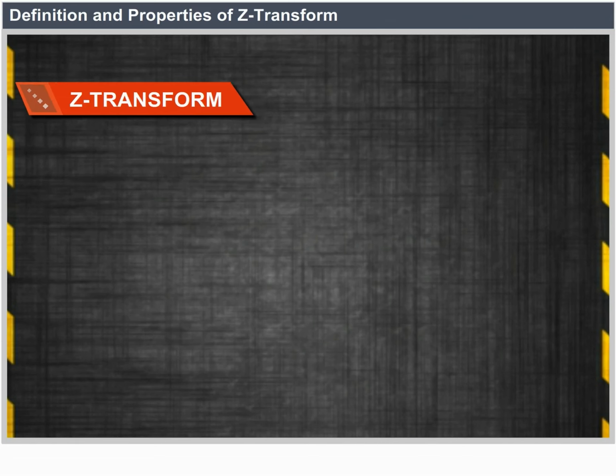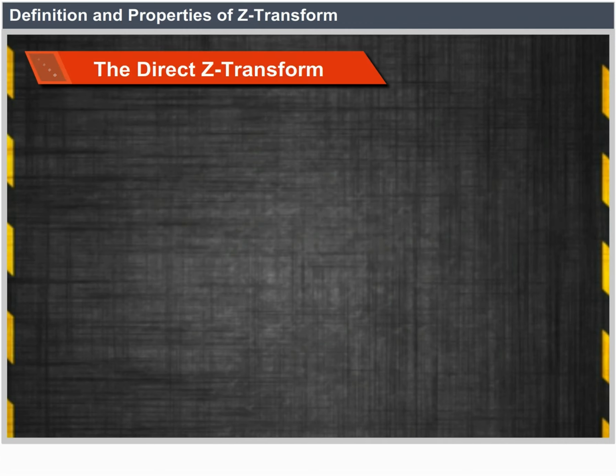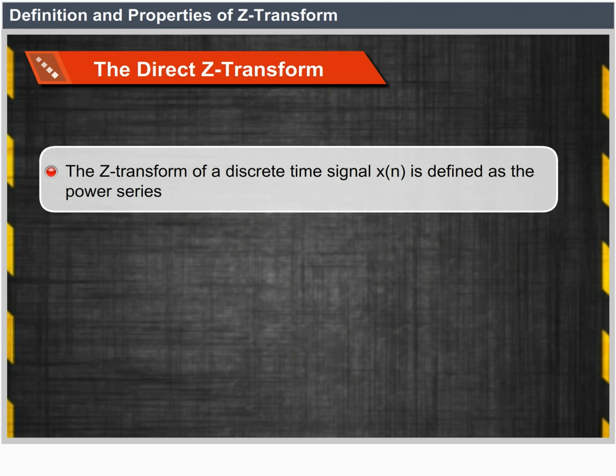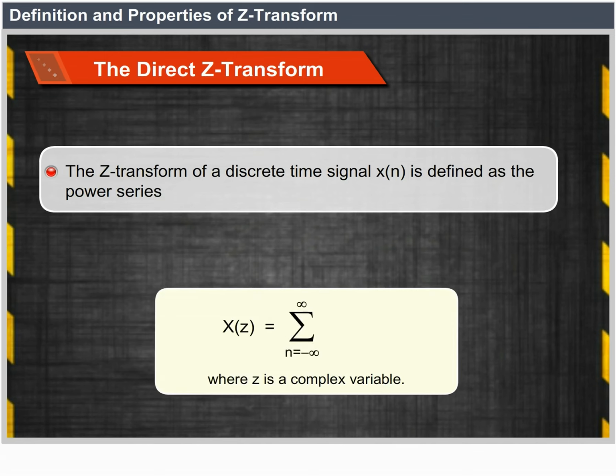Definition and properties of the Z transform. In this section, we introduce the Z transform of a discrete time signal, investigate its convergence properties, and briefly discuss the inverse Z transform. The direct Z transform: the Z transform of a discrete time signal x of n is defined as the power series X of z equal to summation n equal to minus infinity to plus infinity x of n z power minus n, where z is a complex variable.